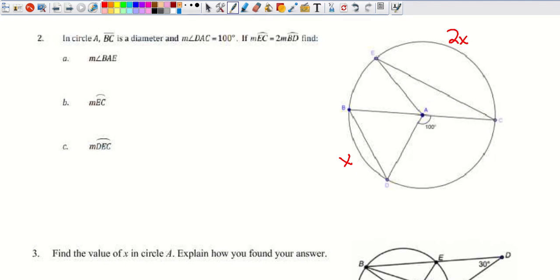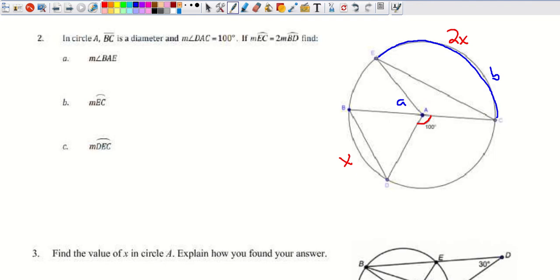So we can figure this stuff out now. This is 100 degrees for the central angle here. So we can go through and fill things in, but let's take a look at what we need to know first. For letter A, we want to know what the angle BAE is. For B, we want to know what arc EC is, so this arc right here is B. And for C, we want to know what the measure of arc DEC is, so that's C, the arc right there. Once we get X, we'll pretty much be able to answer this whole question.